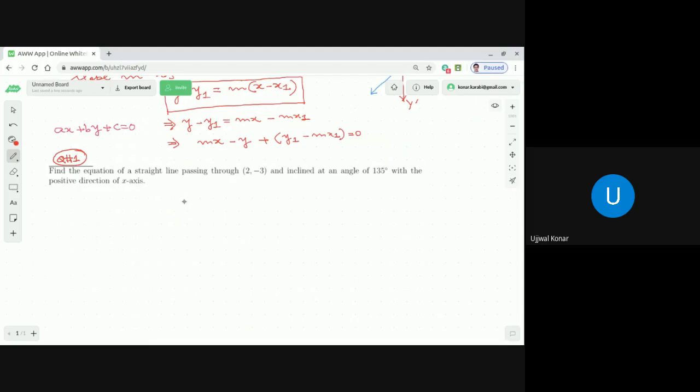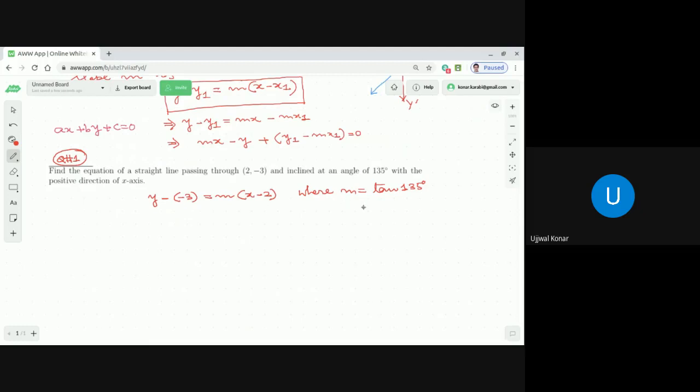Now, this straight line is passing through the point (2, -3). So it should be y minus y1, that is y minus of minus 3, is equal to m into x minus 2, where m is equal to tan of 135 degrees. Now just by looking at this, you can get an idea that the straight line should have a negative slope, because 135 degrees is an obtuse angle and tan of an obtuse angle is negative.